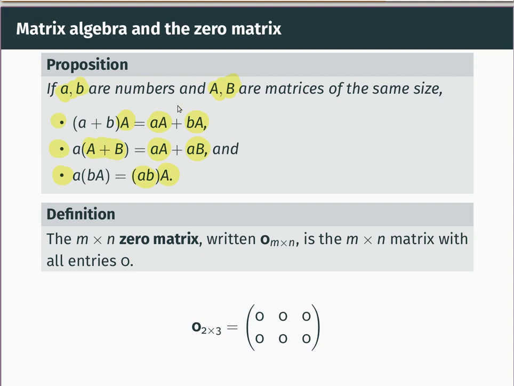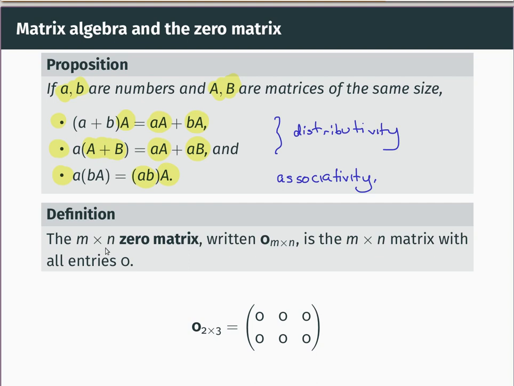So these properties have familiar names. The first two are called distributivity properties. And the last one is called an associativity property. I won't go into any further detail of those. I think it's pretty clear why these should be true. If you'd like some more details, you can take a look into the online notes for this section.